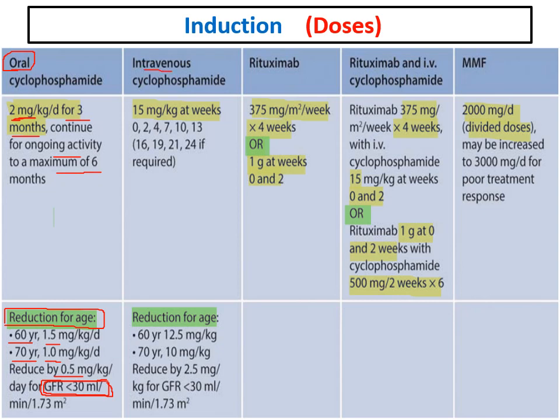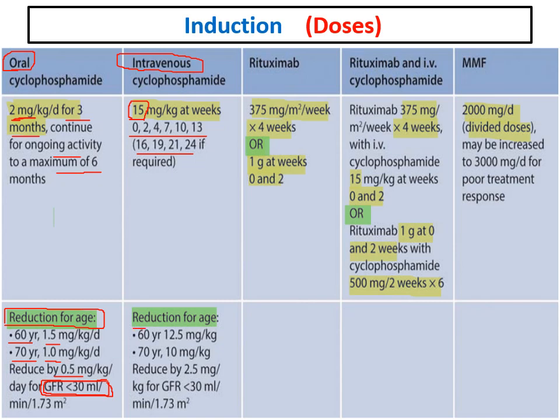What about the intravenous cyclophosphamide? The dose for the intravenous cyclophosphamide is 15 milligram per kg at weeks 0, 2, 4, 7, 10, and 13. We can prolong the duration if there is still ongoing activity, but the dose is 15 milligram per kg at weeks, as we said, 0, 2, 4, 7, 10, and 13.